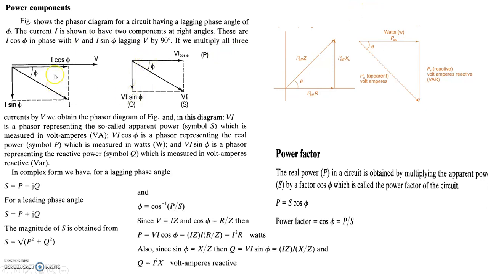So when you want to write the power triangle, multiply voltage with I cos phi and multiply voltage with I sin phi, giving VI cos phi and VI sin phi, and the vectorial addition of these two is V into I. This VI cos phi is called the real power, which is represented in watts. VI sin phi is called the reactive power, which is represented in vars, volt-ampere reactives, and VI is the apparent power, which is represented in volt-amperes.